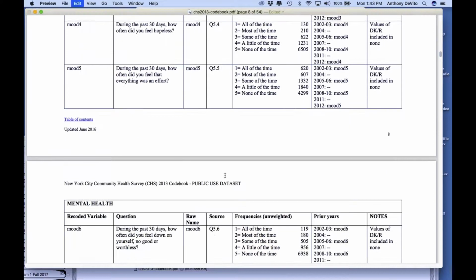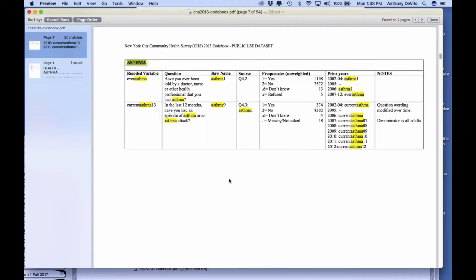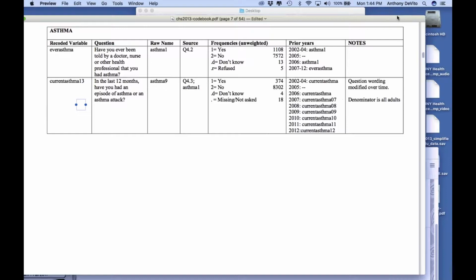It's got questions about asthma. Let me see if I can find asthma questions. Okay. Here we go. Have you ever been told by a doctor, nurse, or other healthcare professional that you have asthma? 1 is yes, 2 is no. Categorical variable. Last thought, have you had an episode of asthma attack? Yes or no, and so on.